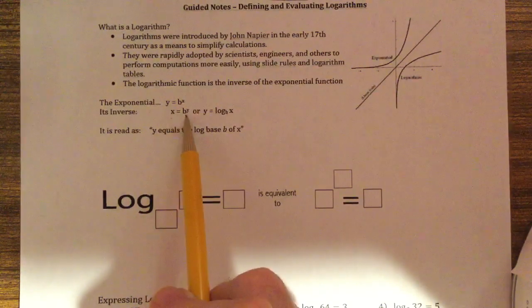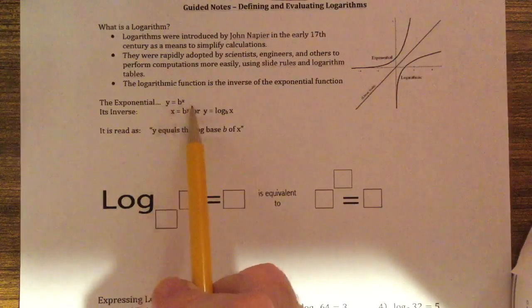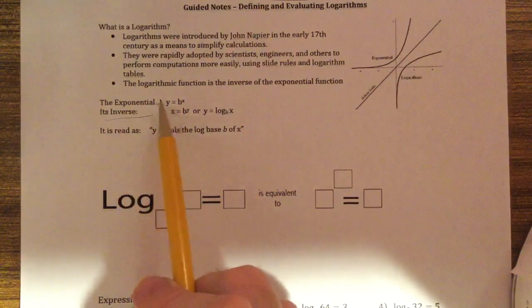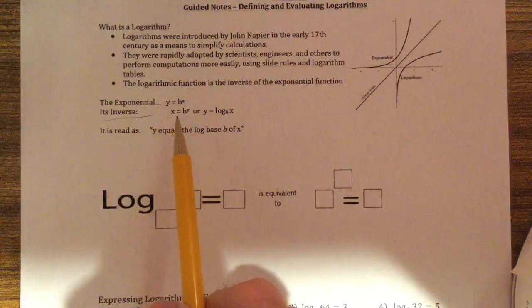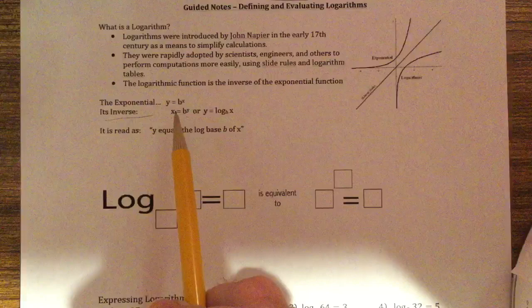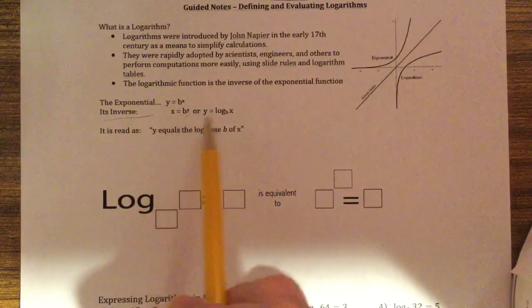which is a confusing equation. It's more confusing than the equation that was mentioned above it. This is the inverse of that other equation. The inverse would be x equals b to the y power.